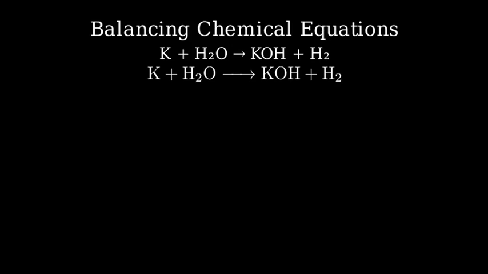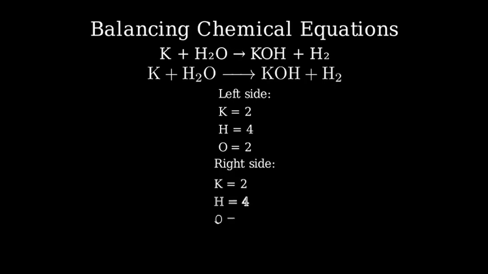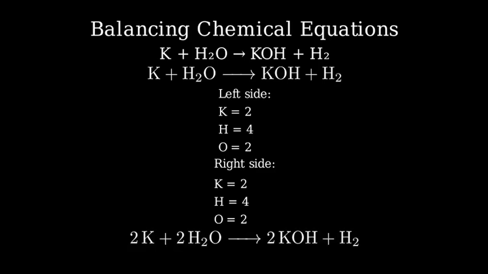Now let's recount our atoms. On the left side, we now have 2 potassium atoms, 4 hydrogen atoms, and 2 oxygen atoms. On the right side, we have 2 potassium atoms, 4 hydrogen atoms, 2 from H2 and 2 from 2KOH, and 2 oxygen atoms. Great! We can see that all atoms are now balanced on both sides of the equation. Our final balanced equation is 2K plus 2H2O yields 2KOH plus H2.